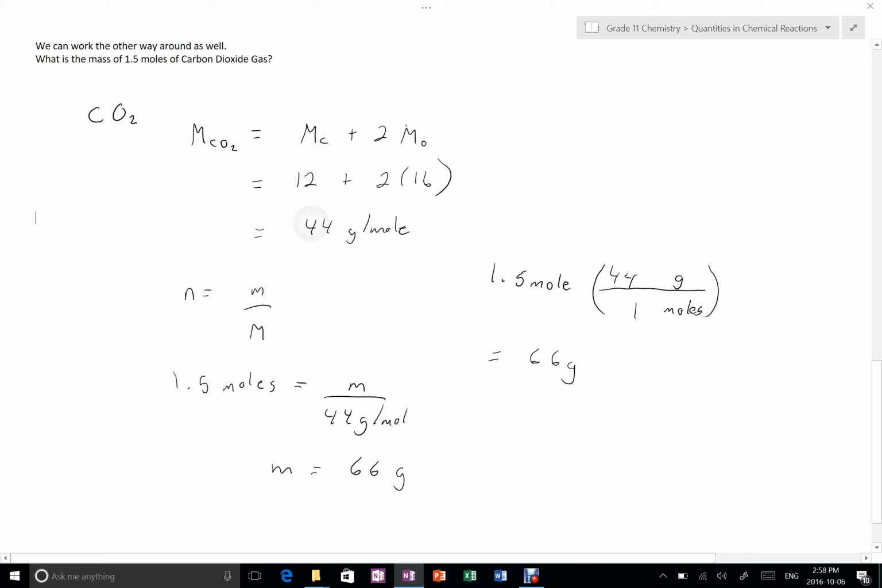Either way. And you can put subscripts on all of these things so that you can keep everything straight. So, in the end, regardless of which way you think about it, 1.5 moles of carbon dioxide has a mass of 66 grams.